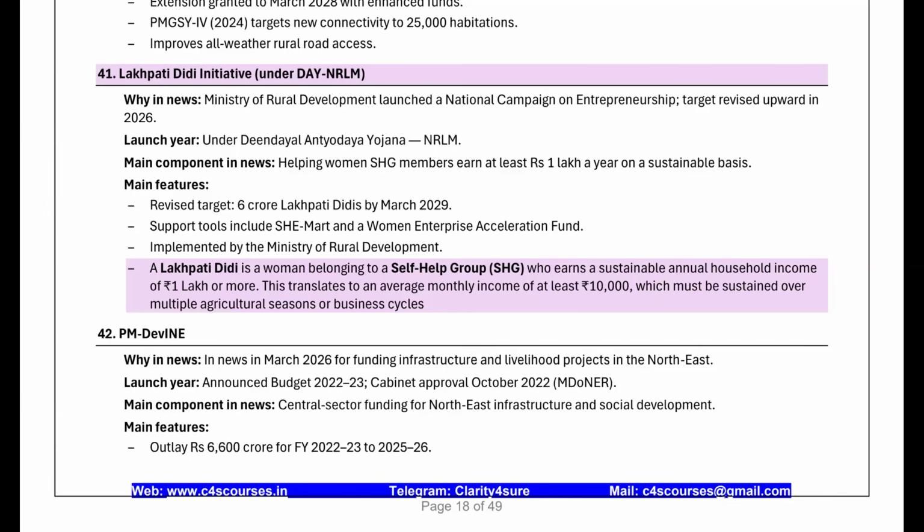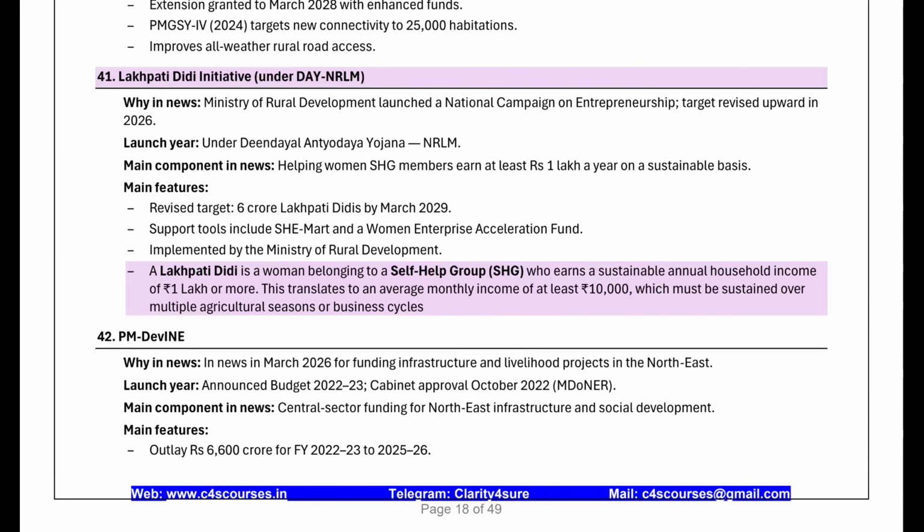So now the major crux you should understand, the main feature is an outlay of rupees 6,600 crore for financial years 2022-23 to 2025-26, right? Exam keyword: northeastern development. The memory trick is special package for northeast. One liner: development through inclusion.